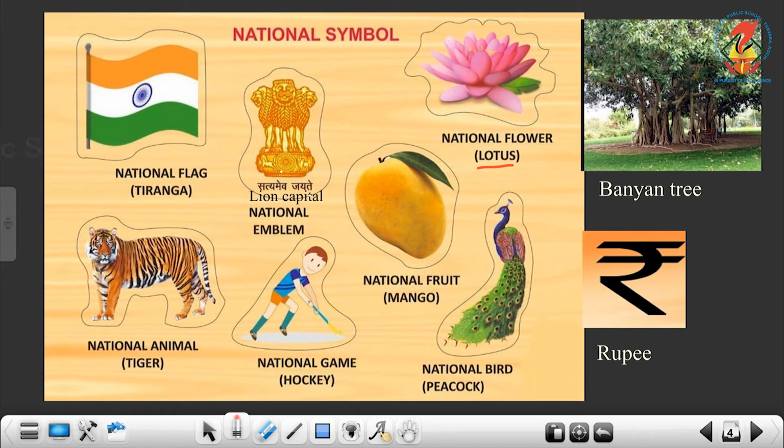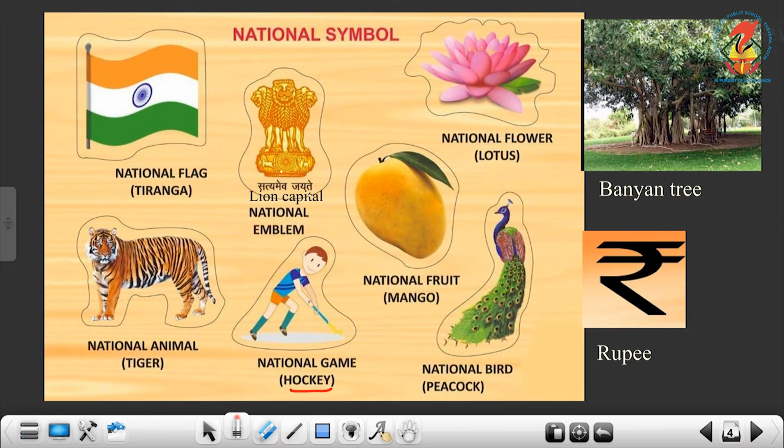Then our national tree is the banyan tree. Here I have shown the picture of the banyan tree. Then our national fruit is mango. Then our national game is hockey.